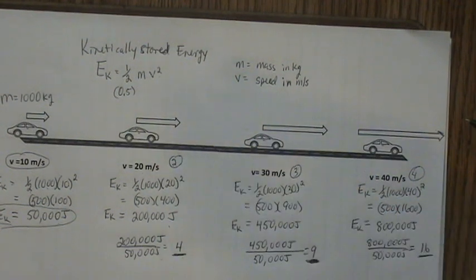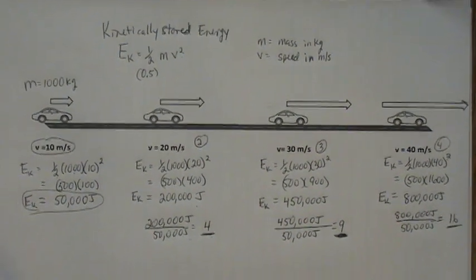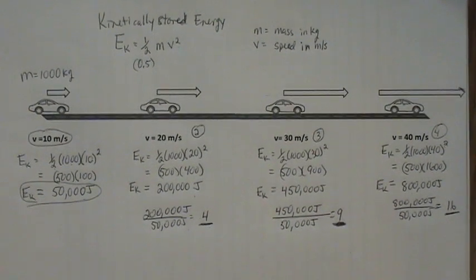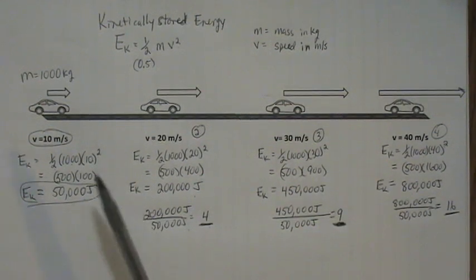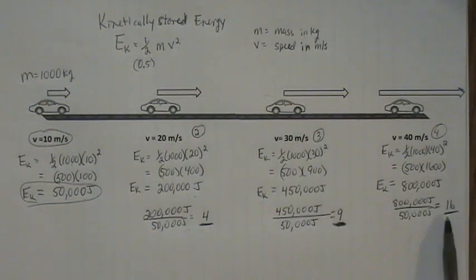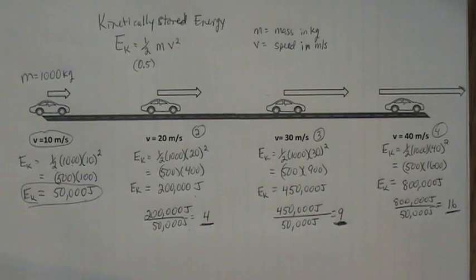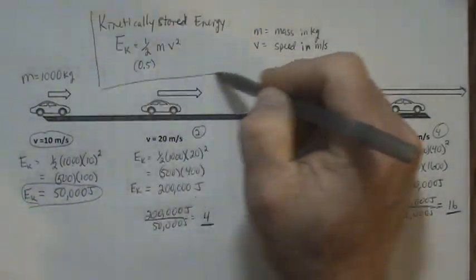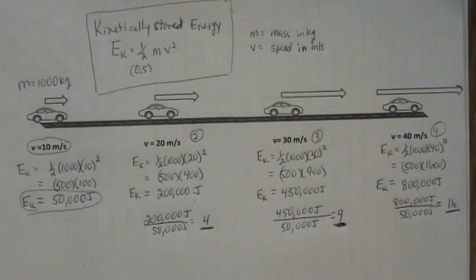If we don't have these kinds of problems to work, and we just want to know how much kinetically stored energy there is in some random object, if we know the mass and the velocity, we just use the formula. If there is a nice pattern with the velocities and you can figure out the proportion, you can use the proportions also. But in either case, this is the relationship. To find the kinetically stored energy, it is 1/2 times the mass times the velocity squared.